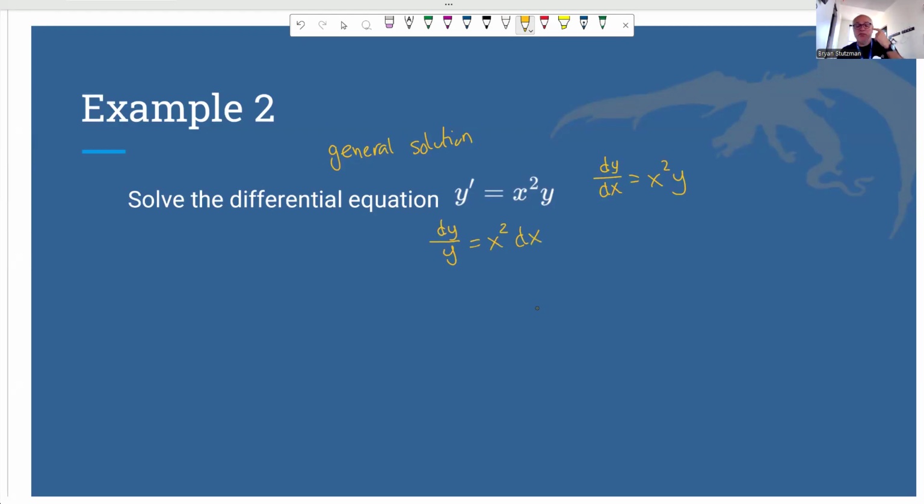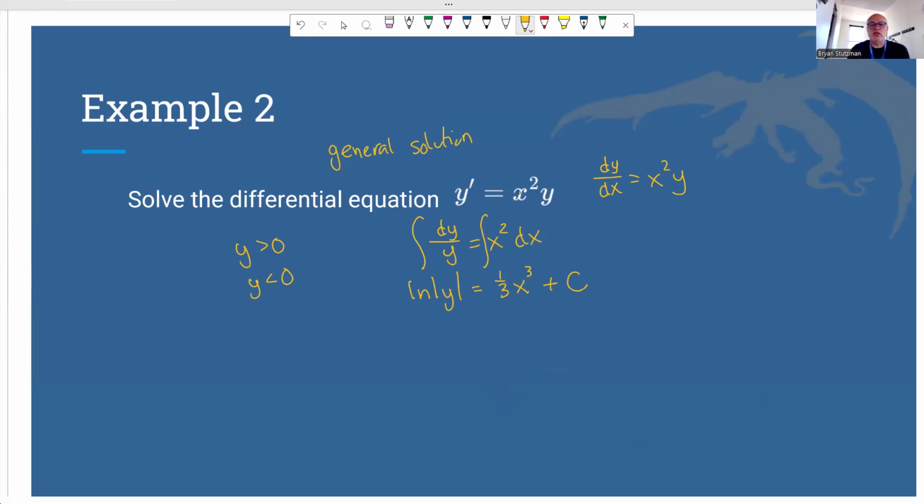On the AP exam, if you just do the separation, that's usually worth one of the points. Then we'll take the antiderivative of both sides. The antiderivative of 1 over y is the natural log of the absolute value of y. The antiderivative of x squared is 1/3 x cubed plus a constant. We're going to combine the constants together. Now I have to have the absolute value because we don't know if y is greater than 0 or y is less than 0.